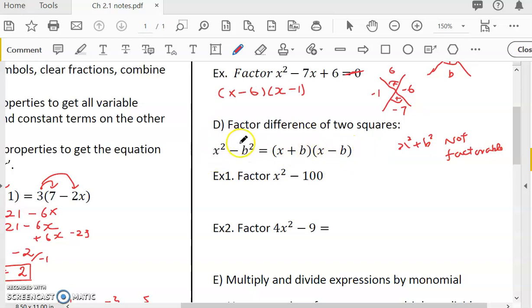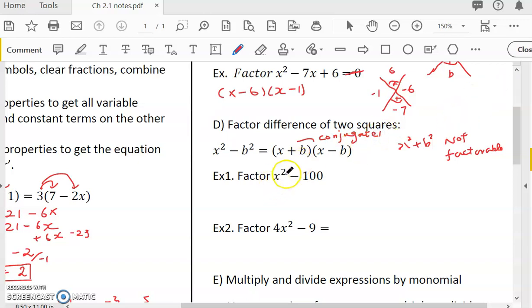That means you take the square root of each one of them, and these two factors are called conjugates. One is add, one is subtract; one is the sum, one is the difference. We call them conjugates of each other.